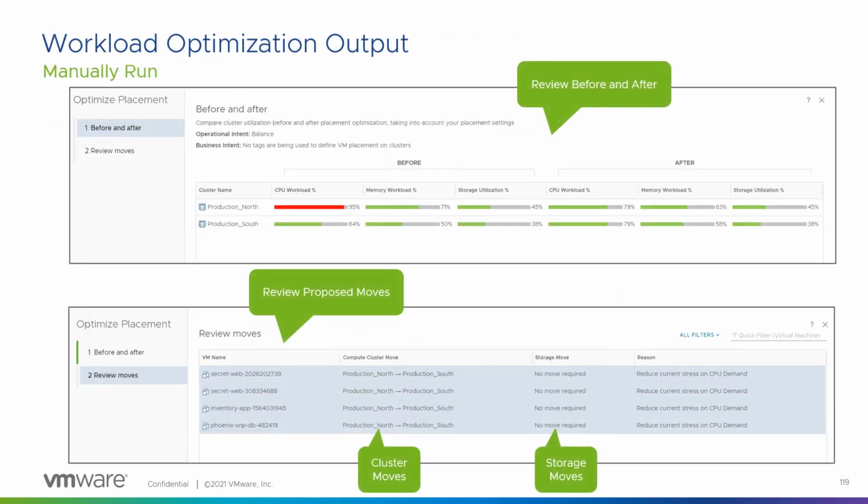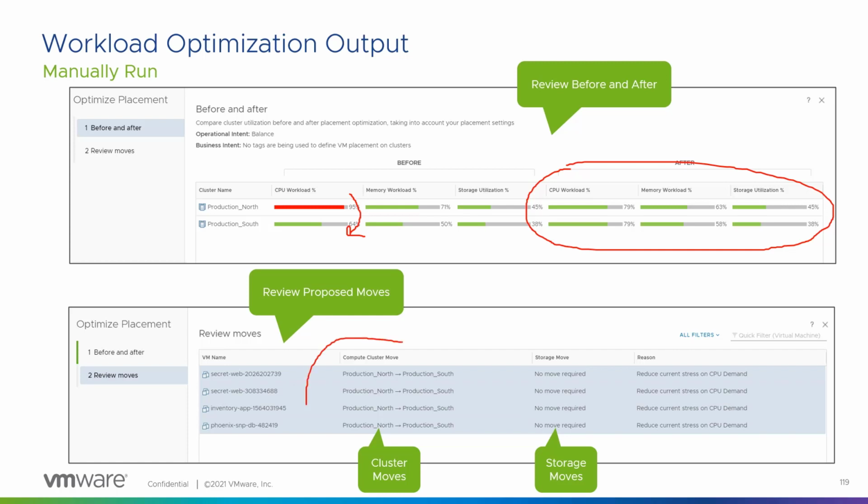So again, when we run it manually, you'll see a really nice report that is generated by Ops. You'll see before and after. You'll see a before image of the CPU, storage, and memory. And you can see this environment is not optimized because we've got contention here, right? My CPU workload is way into the 95% range. And then it'll let you know, hey, after I move things around, it's going to look a lot better. We're going to go down to 79% workload, right? So it's going to take some of these workloads between production north and move them to the production south environment.